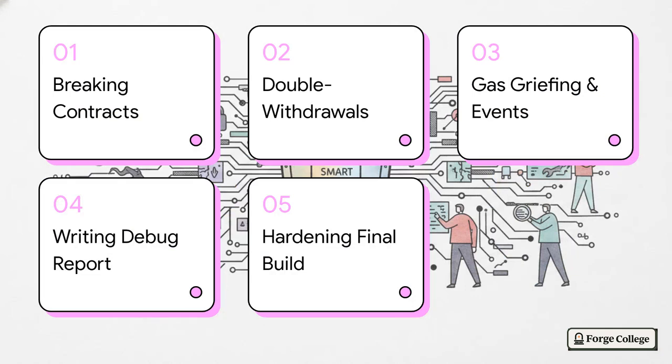Think of this agenda as our engineering schematic for today's stress test debrief. First up, breaking your smart contract. Second, double withdrawals and reentrancy. Third, gas griefing and events. Fourth, writing the debug report. And finally, hardening the final build. Let's get right into it.